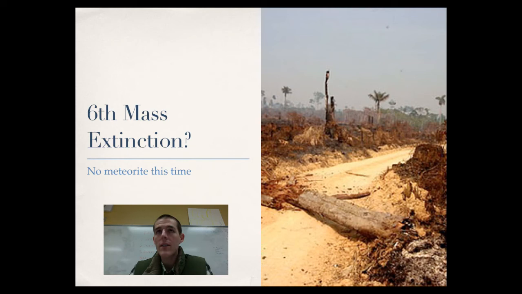Obviously, or I guess not obviously, but the hypothesized cause for that is human activity, whether it's habitat destruction like you see there on the right or human-induced climate change. Either way, we know that animals are going extinct much faster than they normally would, and it is likely because of human destruction of habitats, pollution, global warming, things like that.